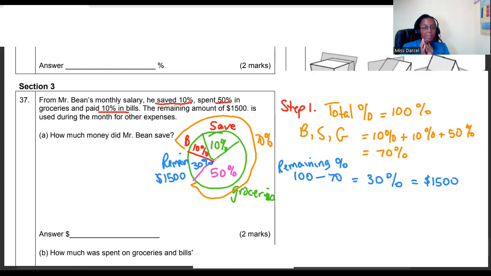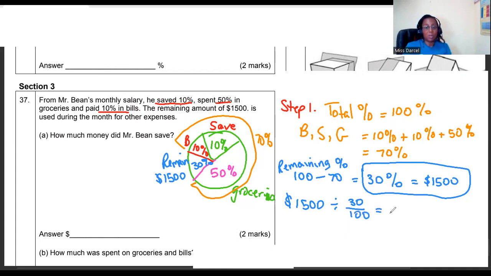Now, what that means is we can use that information. I'm going to put it in a block. This helps us solve for the total. Now, if you know part, it can help you find the total. And how do we do that? Right? We are simply going to divide 1,500 divided by 30%.